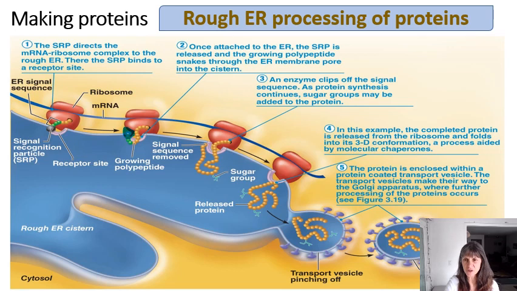into a 3-dimensional conformation, the process of which is aided by molecular chaperones, which will also direct it toward the end portion of the rough endoplasmic reticulum in order for part of that membrane to pinch off, forming a protein-coated transport vesicle that will carry this glycoprotein to a Golgi apparatus for even further modification.